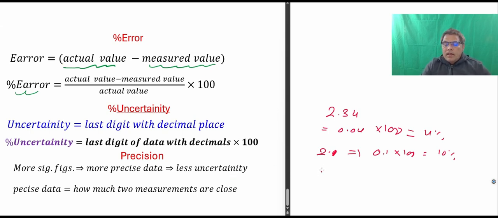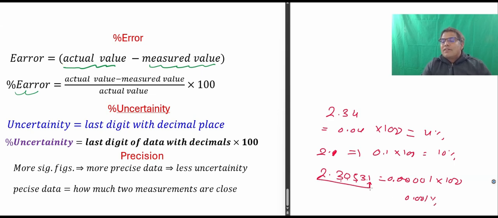Now 2.30531, look at that, what is the last digit? This one. How many decimal places? 1, 2, 3, 4, 5. Then 0.00001 times 100 is very small, about 0.001%. So more sig figs, less uncertainty. Look at that: with 2 sig figs there is 10% uncertainty, with 3 sig figs 4% uncertainty. So this is again precision: more sig figs, more precision, less uncertainty, more precise data. What is precise data? It means how close two measurements are.